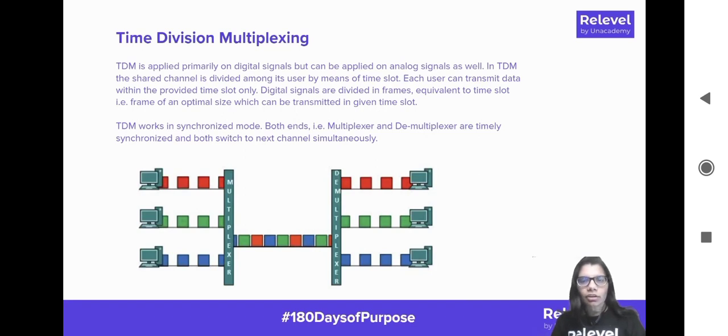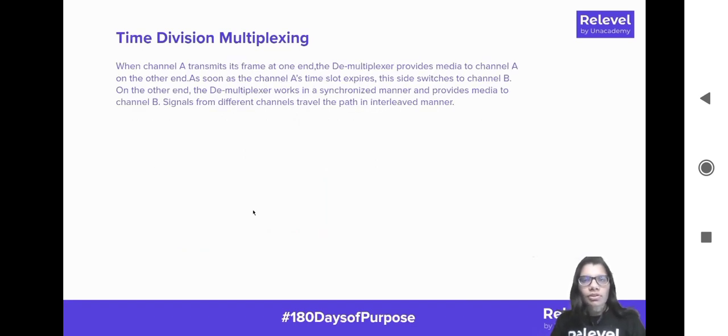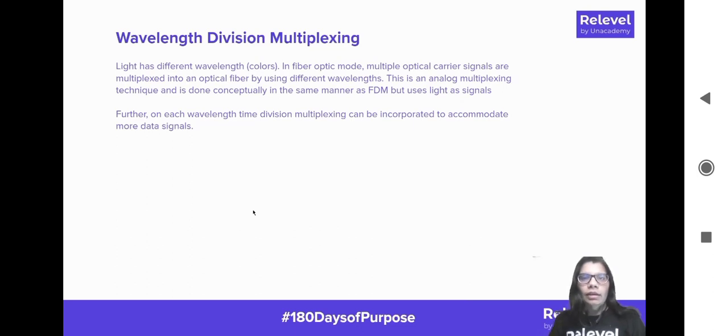Now let's see another kind of multiplexing, which is wavelength division multiplexing. Here the light has different wavelength colors. In fiber optic mode, multiple optical carrier signals are multiplexed in an optical fiber by using different wavelengths. This is an analog multiplexing technique and is done conceptually in the same manner as FDM, but uses light as the signal. Further, on each wavelength, time division multiplexing can be incorporated to accommodate more data signals. This was pretty much about wavelength division multiplexing.